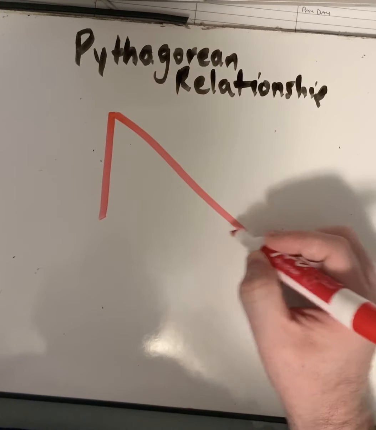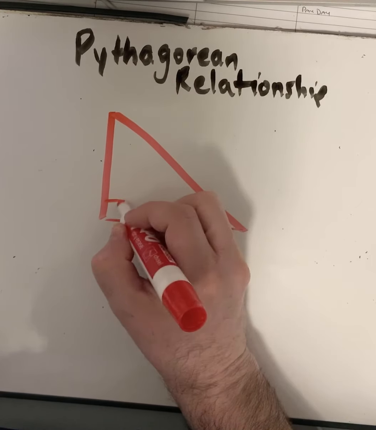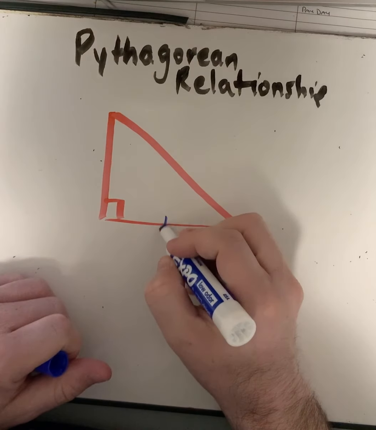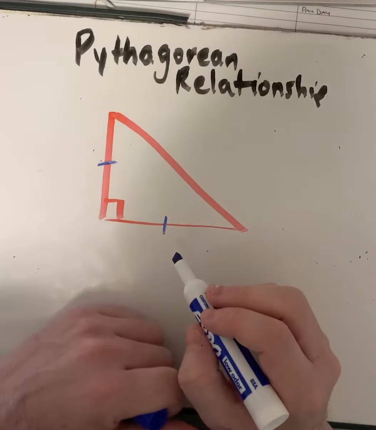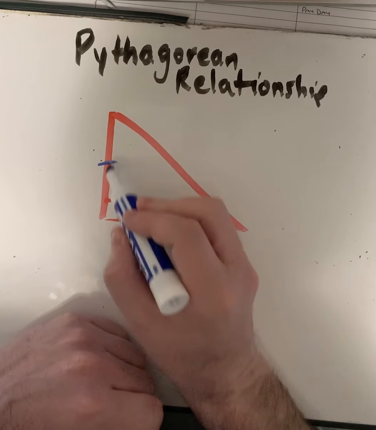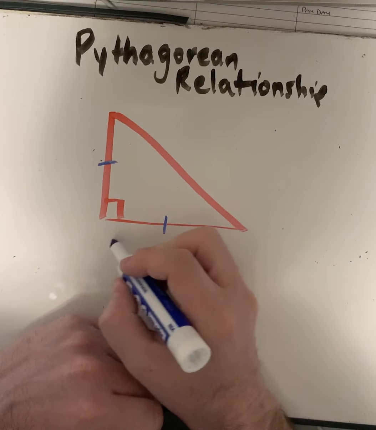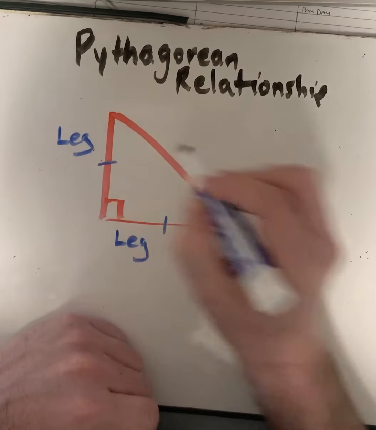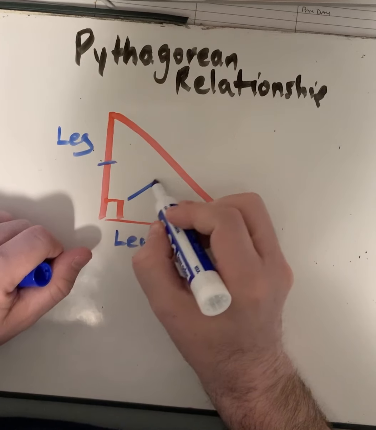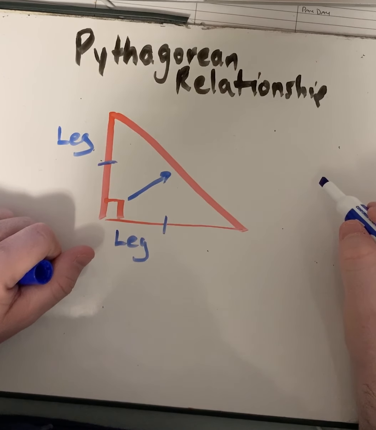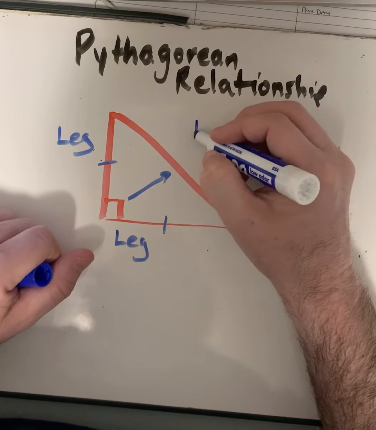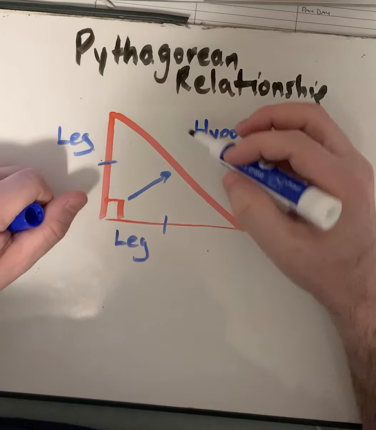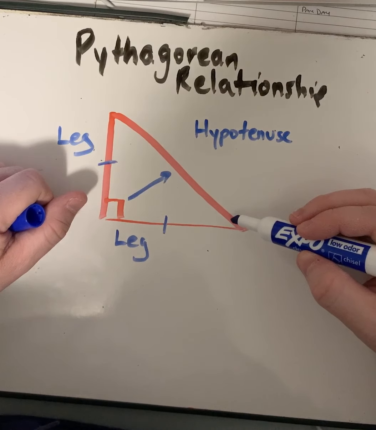So if we draw a right angle triangle right here, we're going to name a couple things on this right angle triangle. The two angles that are attached to the right angle, so this angle and this angle, we're going to get to know them as the legs of the triangle. The longest angle, the one that is directly across from the right angle, this is going to be known as the hypotenuse. It is the longest line on the right angle, okay?